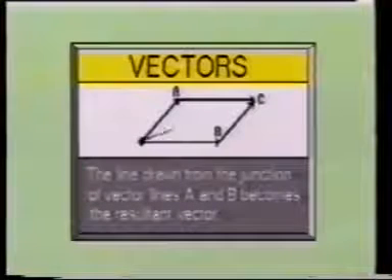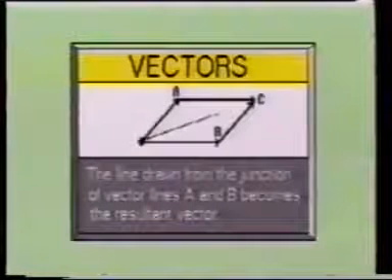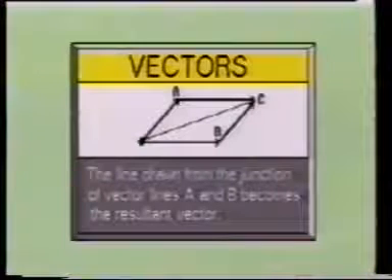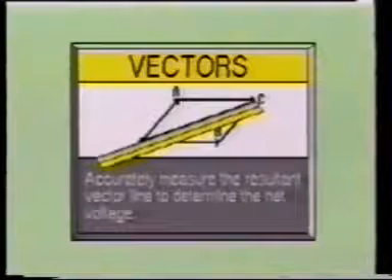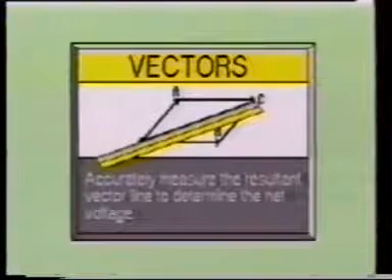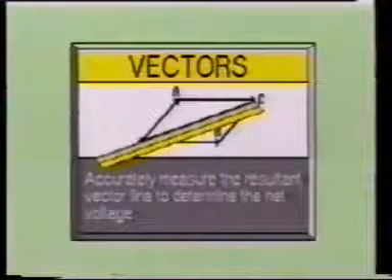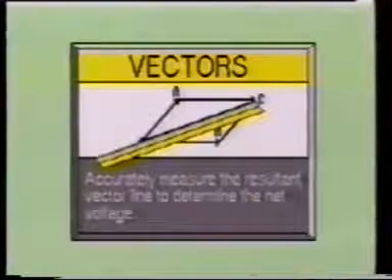Now draw a line from where the two original vectors are joined. This line becomes the resultant vector. Now you must measure the length of the resultant vector with the ruler marked in centimeters. When we do this, we learn the combination of the voltages has a net force of 74 volts.